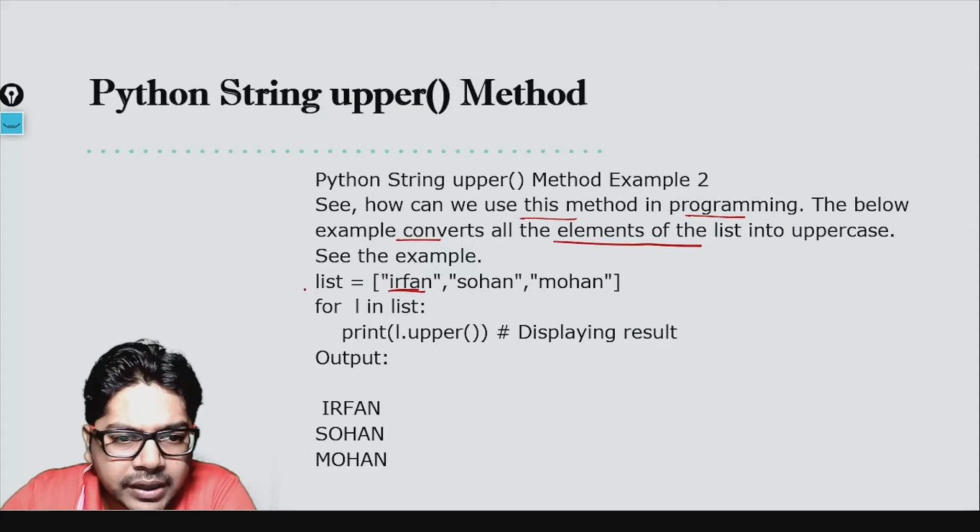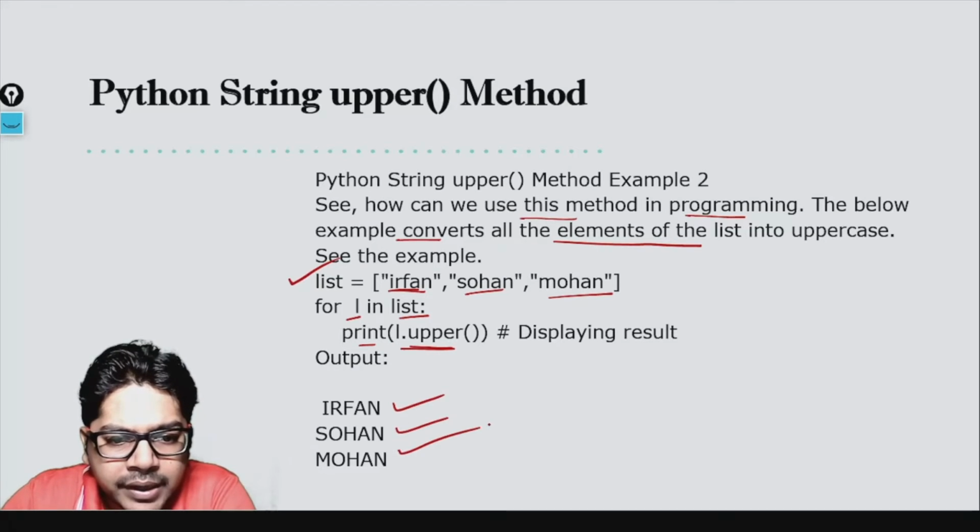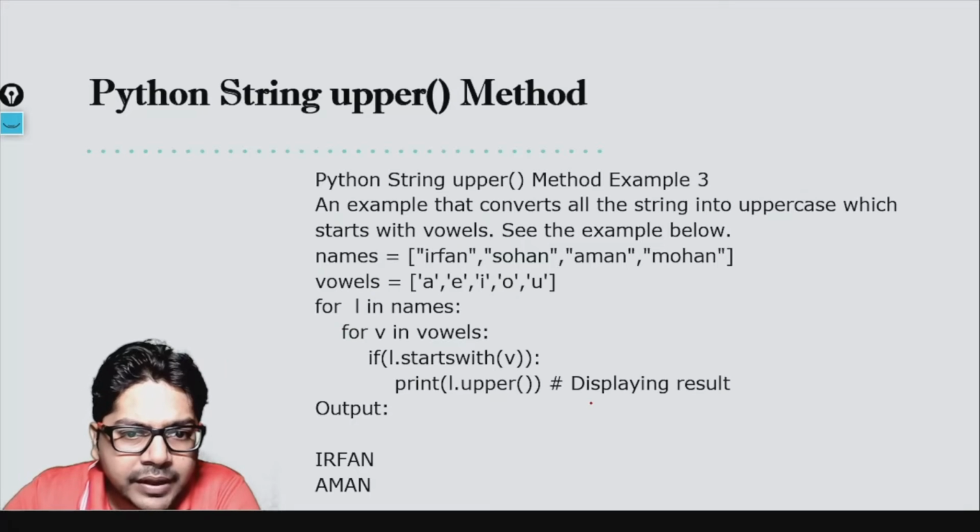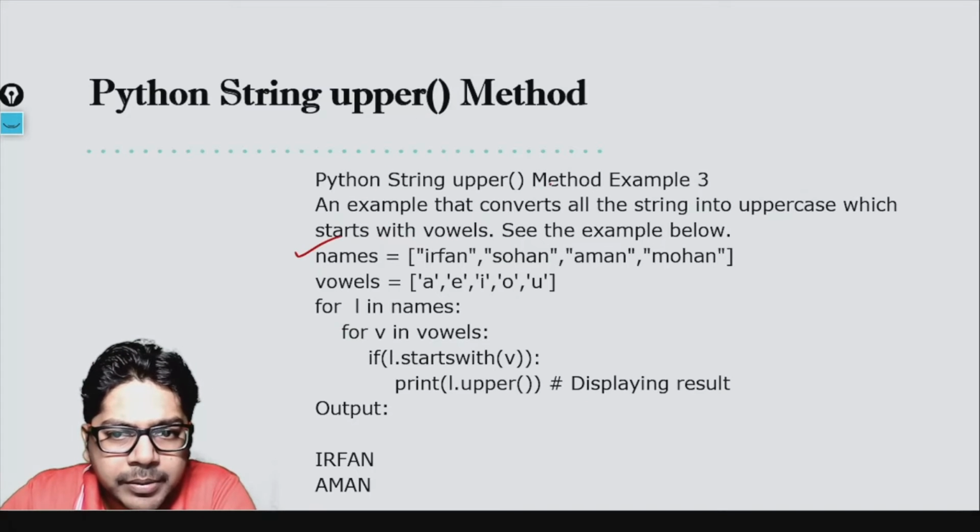So what I'm doing is that I have created a list equal to Irfan, Shohan and Mohan, and for L in list, print L dot upper. So all the list items are getting printed in uppercase. Okay, then we have another list here: Irfan, Shohan, Aman, Mohan, and vowels: A, E, I, O, U.